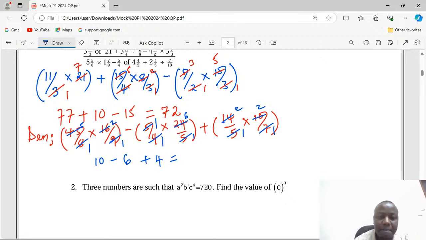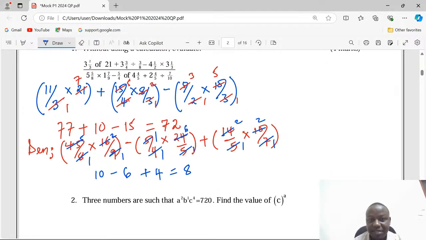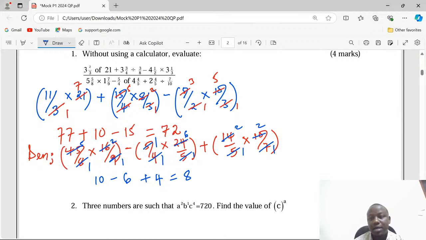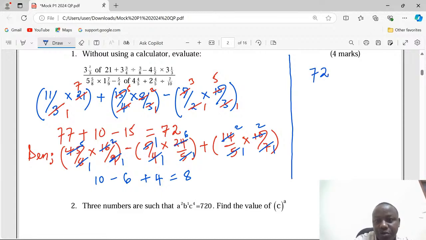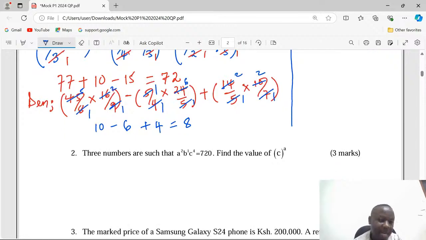So 10 minus 6 plus 4. This becomes 10 minus 6, 4, plus 4, 8. So on the denominator, we're getting 8. On the numerator, we obtained 72. So now we can combine the numerator and the denominator. This way, we shall have 72 divided by 8, giving us exactly 9 as the final answer. So the final answer is 9.